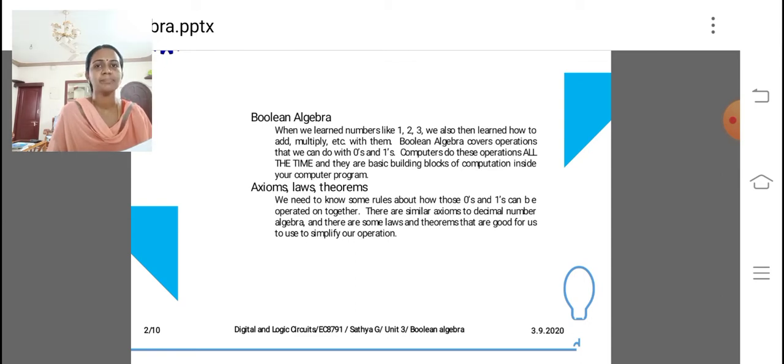For example, y is equal to a plus b, multiplied with c plus d. The plus operation performs the logical OR operation, and the multiplication operation performs the AND operation. AND means multiplication, OR means addition. So these are the basics. And y is equal to a plus b plus c plus something, etc. Here a, b, c are all variables. So this is the basics of Boolean algebra.